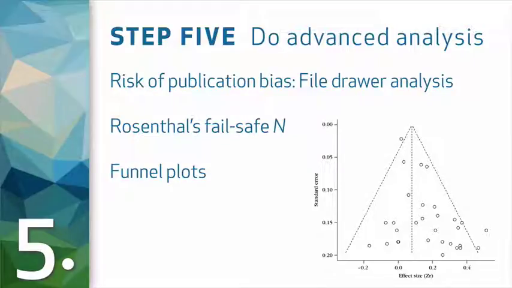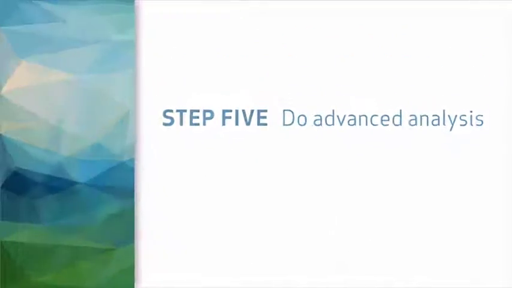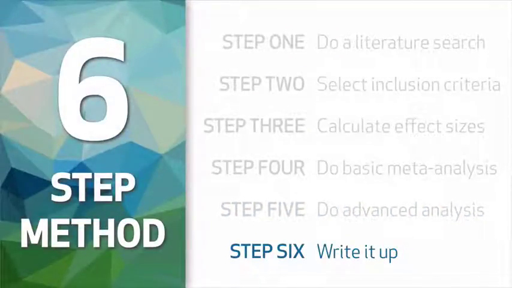Now, a fairly recent method developed by, I'm not sure how to say it correctly, but we'll go with Vevea and Woods in 2005, actually corrects the population effect size based on the publication bias. And Field and Gillette recommend doing this calculation in R, and I will show that process once we get to the demonstration.